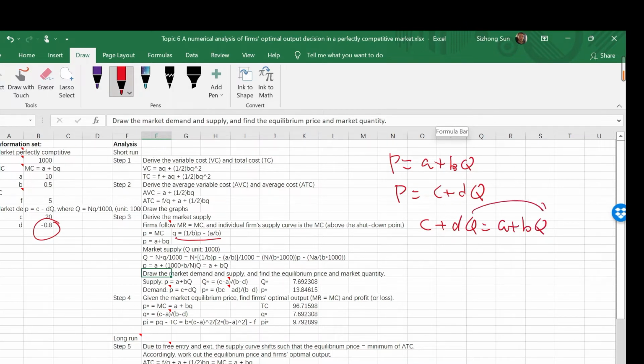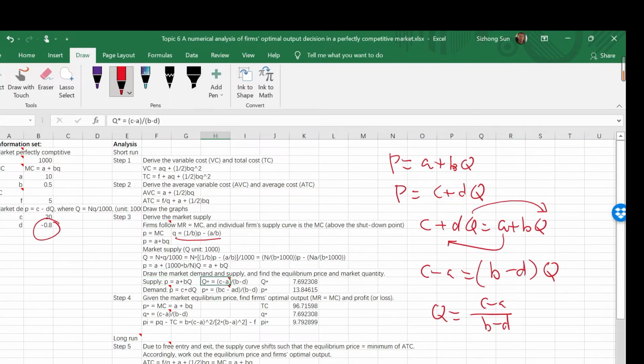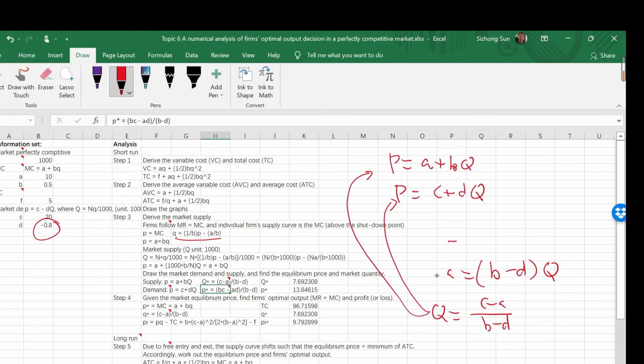So move this term to this side, this term to this side. So C minus A is equal to B minus D times Q. Divide both sides by B minus D. So here we derive the equilibrium quantity, C minus A divided by B minus D, and then plug this equilibrium quantity into either this supply function, supply curve, or demand curve. We can work out the equilibrium price.